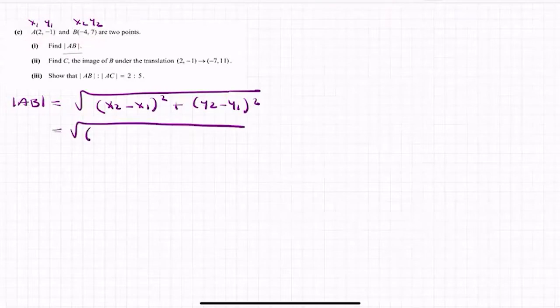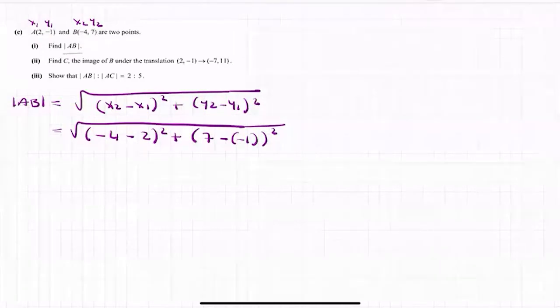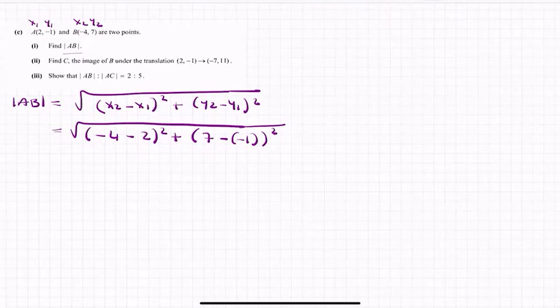So x2 is minus 4, x1 is 2, all to be squared, plus y2 minus y1, all to be squared. So you can see the minus number there, the y1 just popped into a bracket. Hit the square root sign, bracket, minus 4 minus 2, all to be squared. I'm just putting it into the calculator, plus bracket 7 minus minus 1 squared, and I'm getting the length of AB is equal to 10, a nice even 10.